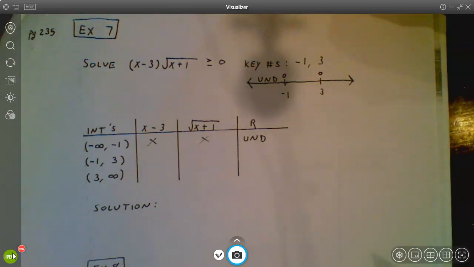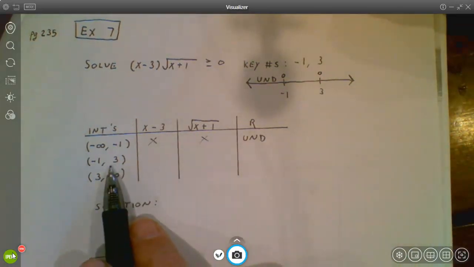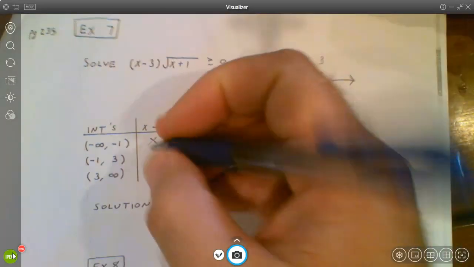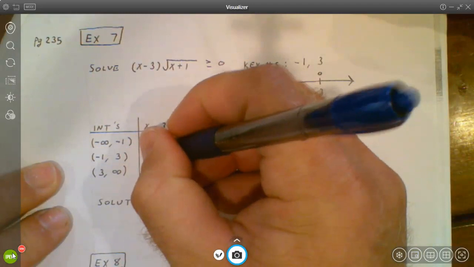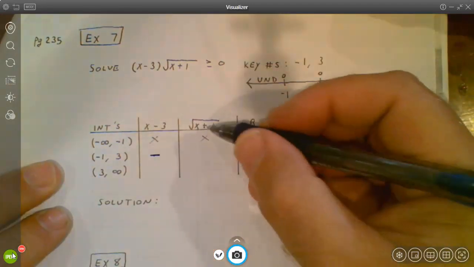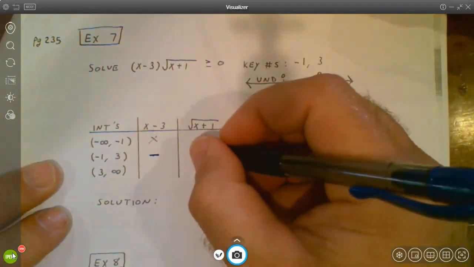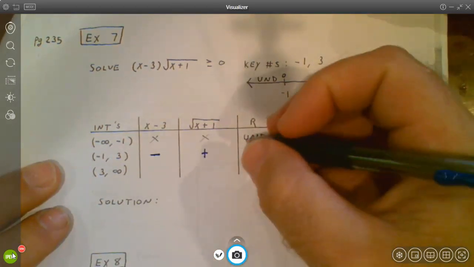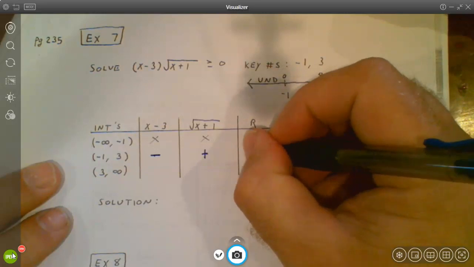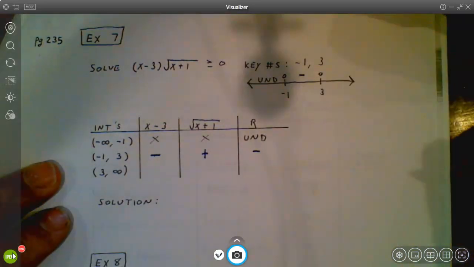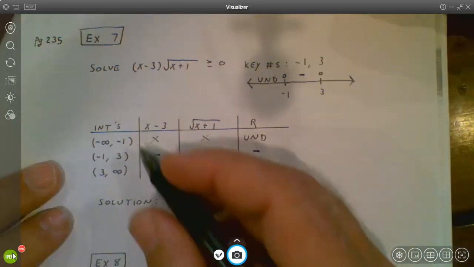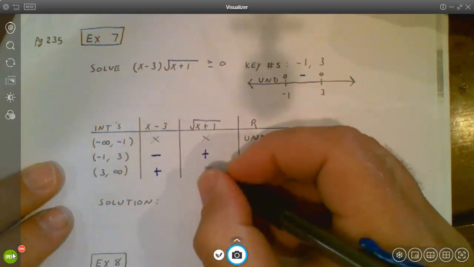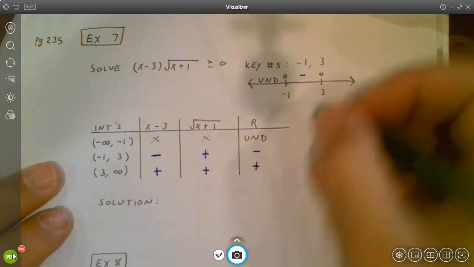So if we go through our process that we would typically do, pick a number like 0 in here, and we're going to plug it on in. 0 minus 3 would be a negative. 0 plus 1 square root would be a positive. These guys all have to be positives, right, for that column. So overall, that section's negative. For the last guy, pick a number like 4. 4 minus 3 is positive. That's always positive. Overall positive.